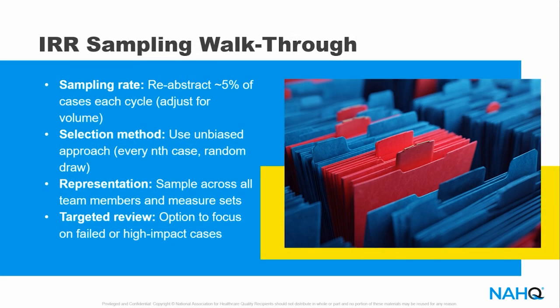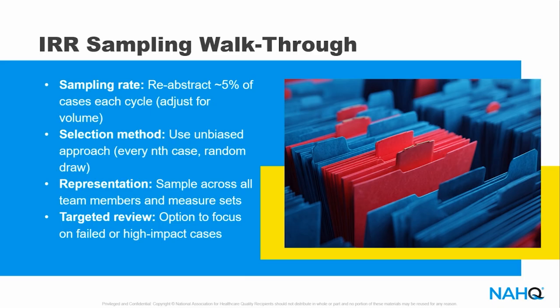Now I'll walk you through sampling, which is how we determine which cases go through our IRR process. A common starting point is 5% of cases each cycle. This keeps the sample meaningful but manageable. Consider setting a floor. For example, review at least 3 cases per population or 5%, whichever is greater. That makes sure low volume programs still get adequate review.